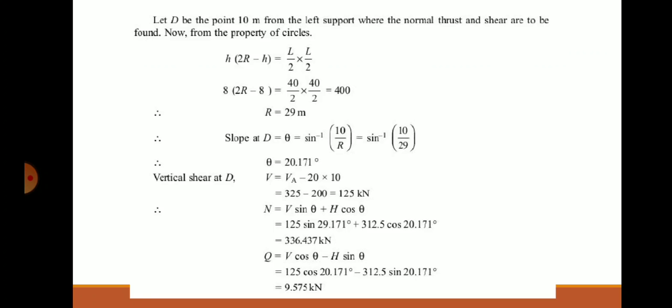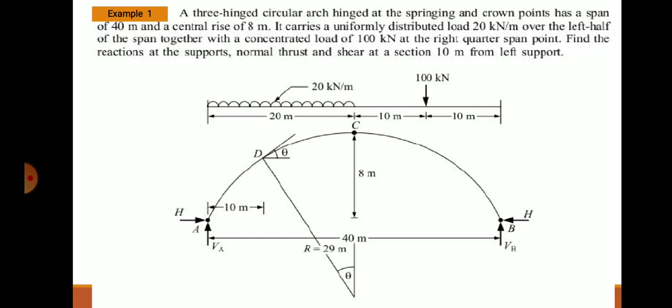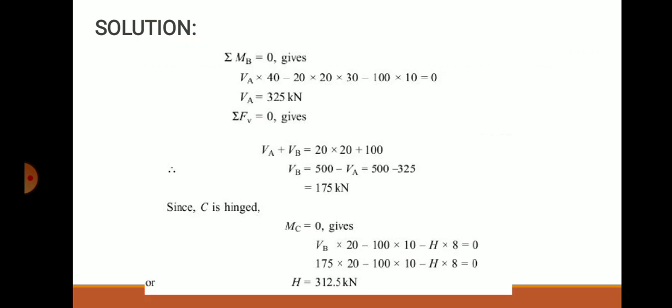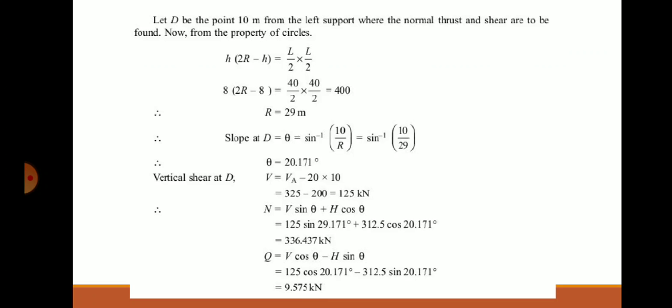Using the term R here, you can find out what is theta. Sin theta is equal to opposite by hypotenuse. Opposite is the distance D to C, which is 10 meter. The point D is at a distance of 10 meter. So, D to C is 10 meter, and R is 29. So, you can find out what is theta. Theta is sin inverse of 10 by R.